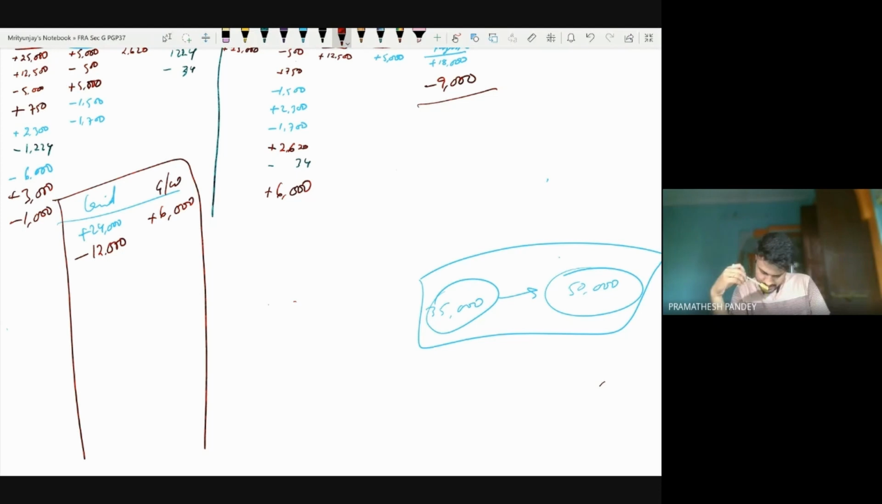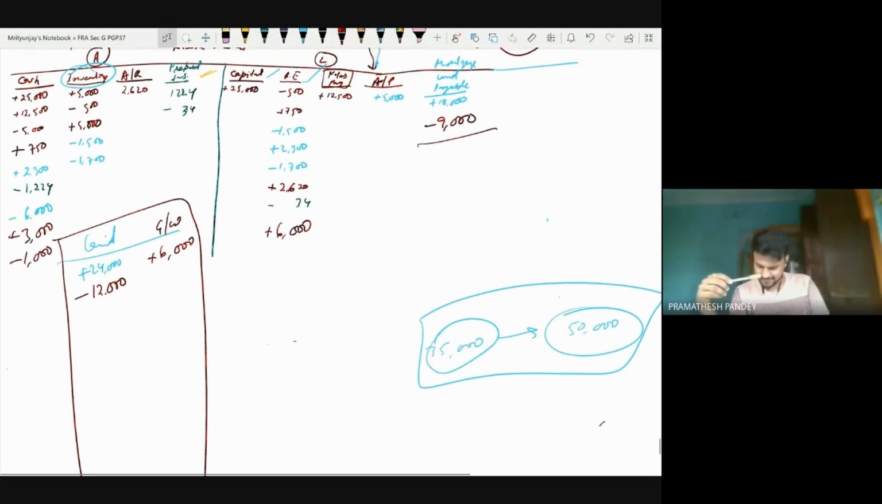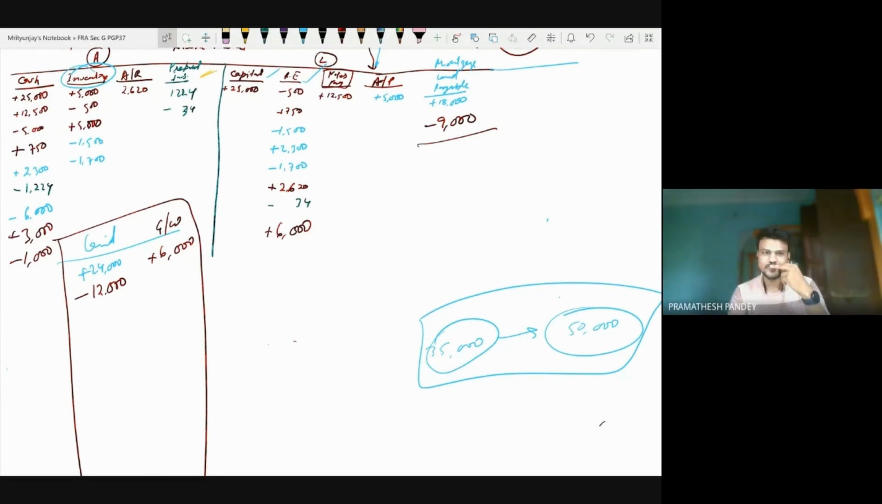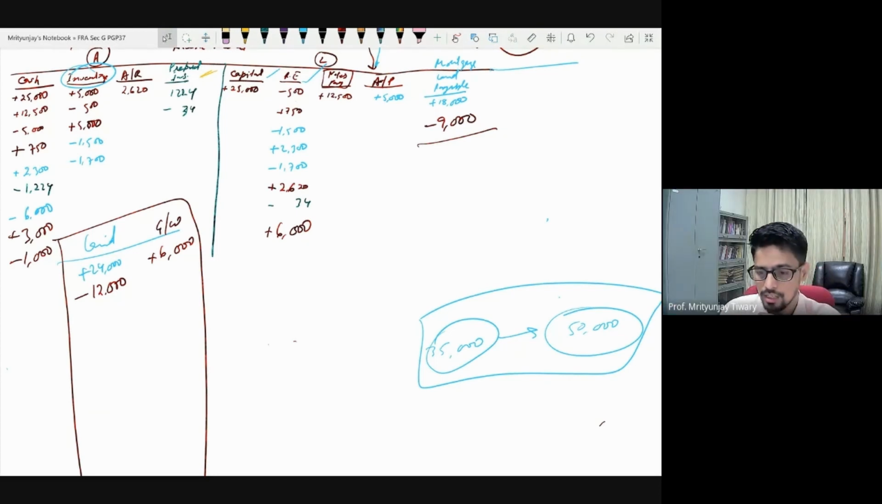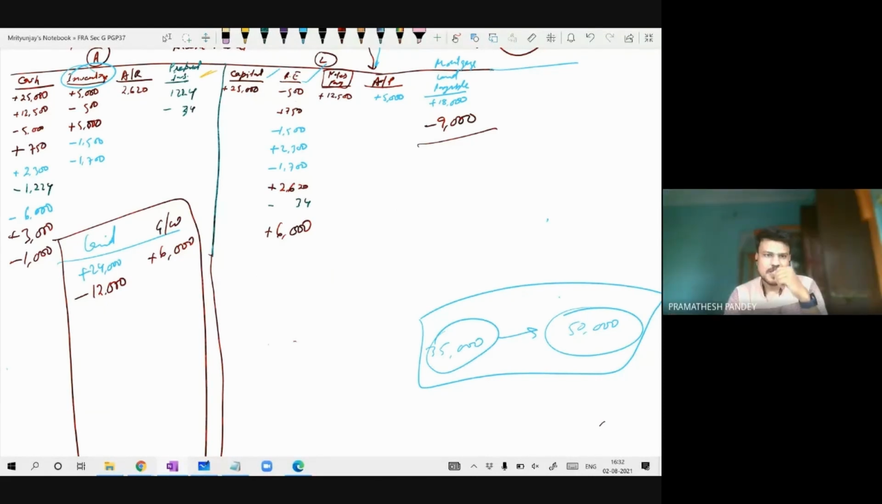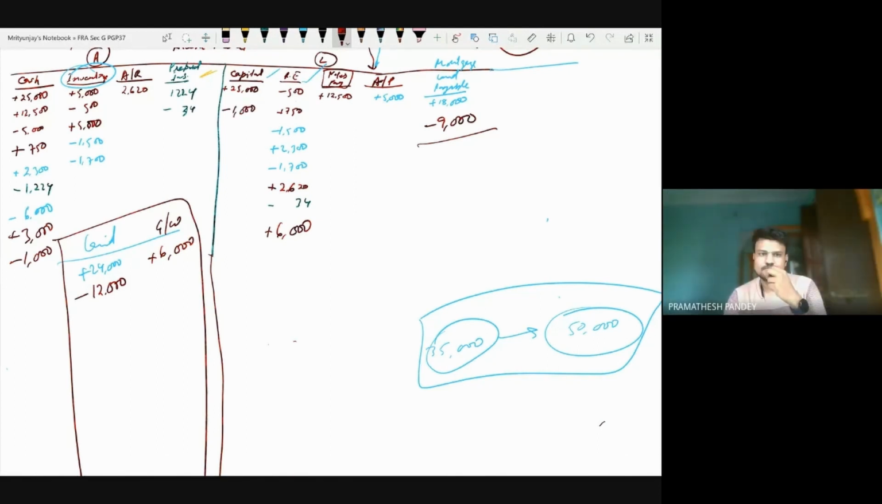Sir, owner's equity. Owner's equity minus 1,000 or plus 1,000? What should we do? Sir, plus 1,000. Plus 1,000. Owner's equity has gone up. Where? In capital or retained earning? Where should we put it? Owner's equity has two components, right? Capital and retained earning. Where should I put it? Sir, in capital. Okay, capital minus 1,000. Yes, sir. Okay. Anybody else?